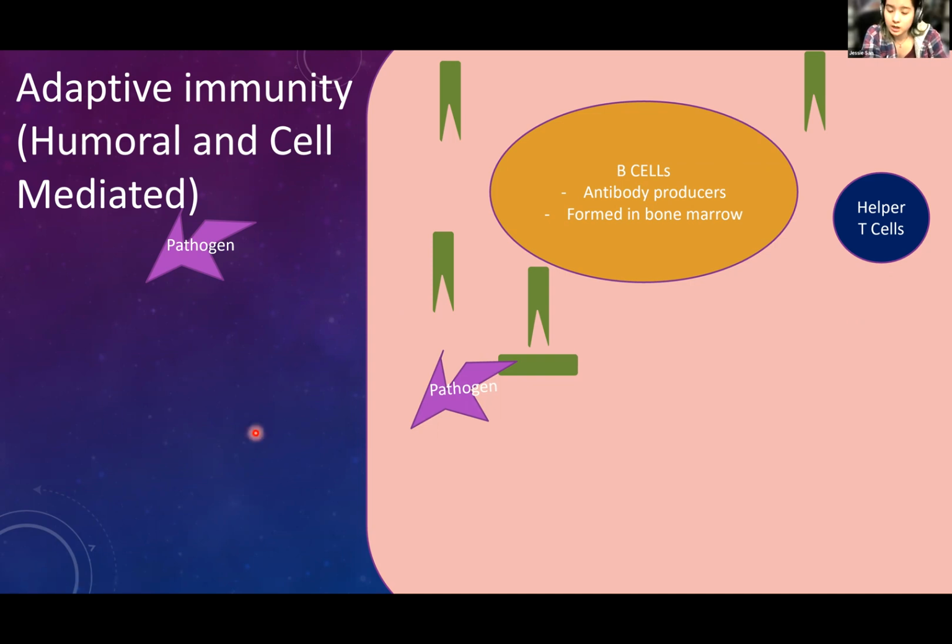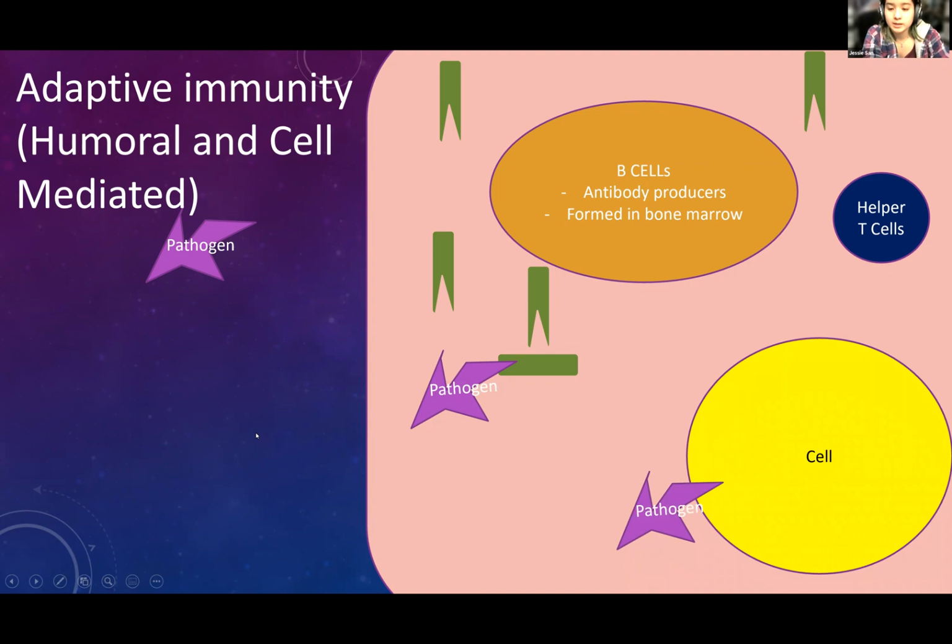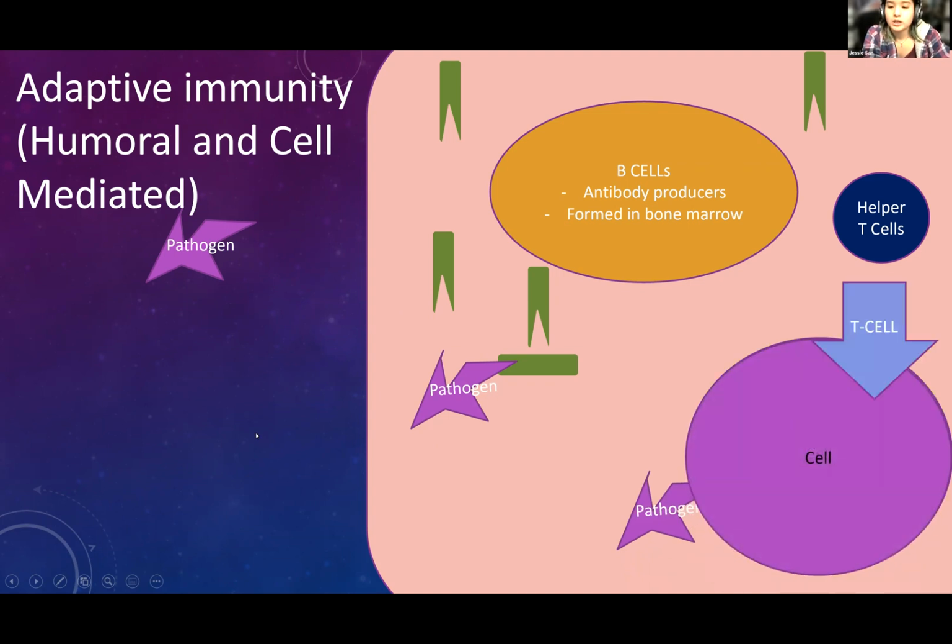Those B cells can only attack the pathogen outside the cell. If the pathogen manages to get inside a cell, there's another mechanism called the T cell, which destroys these infected cells. The helper T cells activate the B cells and the T cells in order to destroy this pathogen. The B cells are part of the humoral adaptive immunity response, and the T cells are part of the cell-mediated adaptive immunity response.